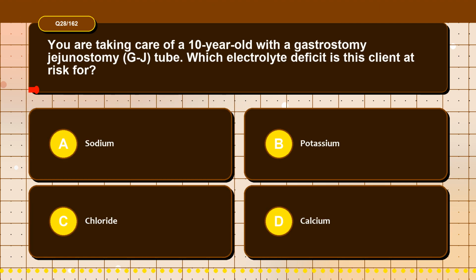Question 28. You are taking care of a 10-year-old with a gastrostomy jejunostomy GJ tube. Which electrolyte deficit is this client at risk for? Here are the options. Option A. Sodium. Option B. Potassium. Option C. Chloride. Option D. Calcium.